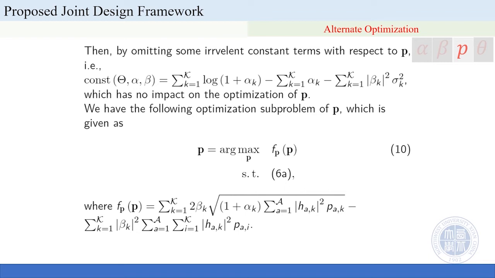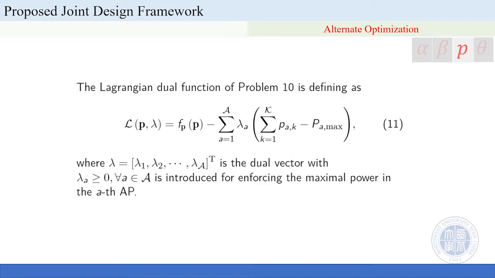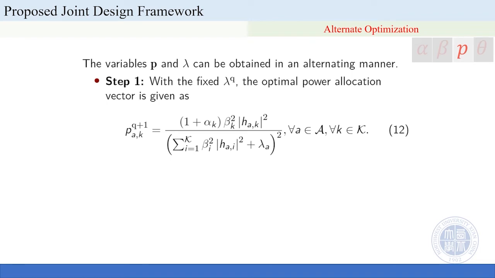Therefore, instead of relying on solvers with high computational complexity, we propose a Lagrange dual subgradient-based algorithm to optimize p. The Lagrange dual function of the problem is defined as follows, where lambda is a dual vector introduced to enforce the maximum power constraint in the SAP. The variables p and lambda can be obtained in an alternating manner.